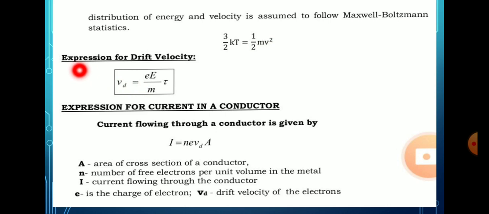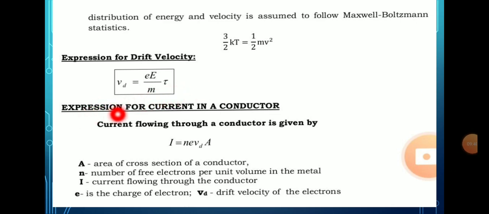Then the expression for the drift velocity. We know the basic definition of drift velocity. It is mathematically represented as Vd = eEτ/m, where e is the charge of the electron, E is the electric intensity, m is the mass, and τ is the mean collision time.